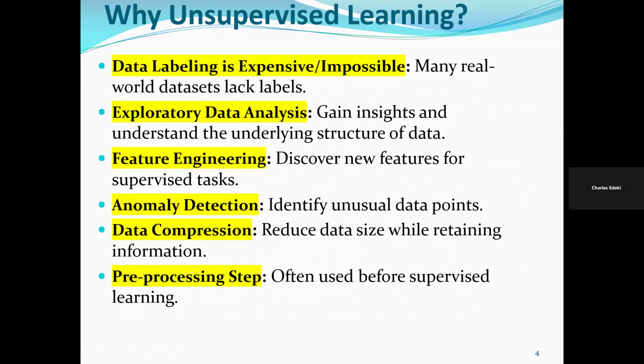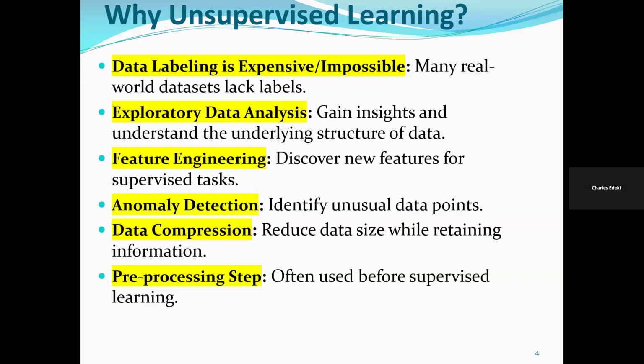So the next will be feature engineering. Here we say discovering new features for supervised tasks. That's what we mentioned earlier. Sometimes we may decide to use unsupervised learning first. The goal is to reduce the data, if not the data, the features. Then from there, we move on to supervised learning tasks.